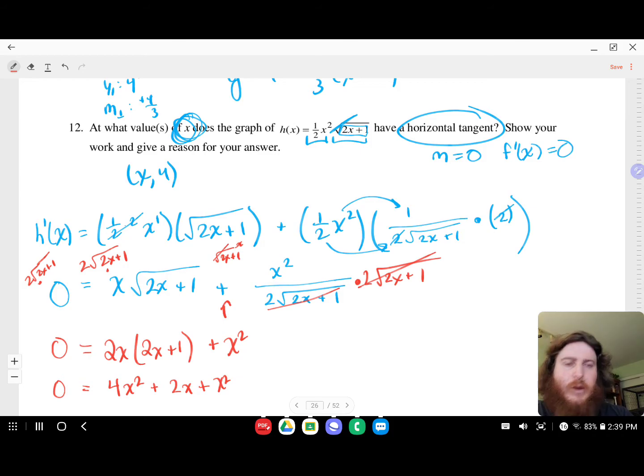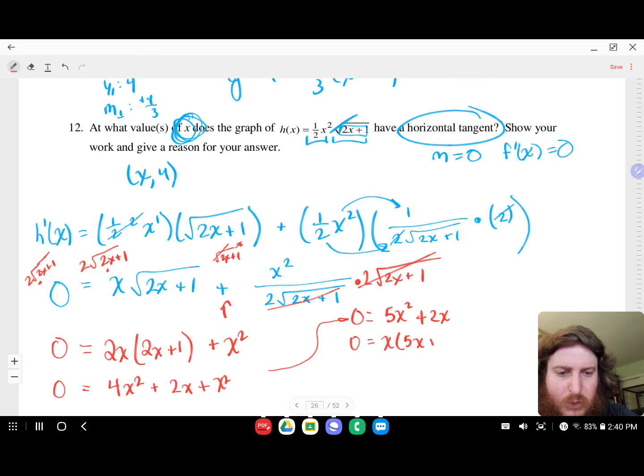Okay. And then what that's going to give us, we'll kind of write this up here. That'll give us 0 equals 5x squared plus 2x. So we can factor out an x. So we get 0 equal to x, or 0 equal to 5x plus 2, right, from each of those two sides. So 0 equals x, that's one answer. Our other answer, subtract 2, divide by 5, is x equals negative 2/5.